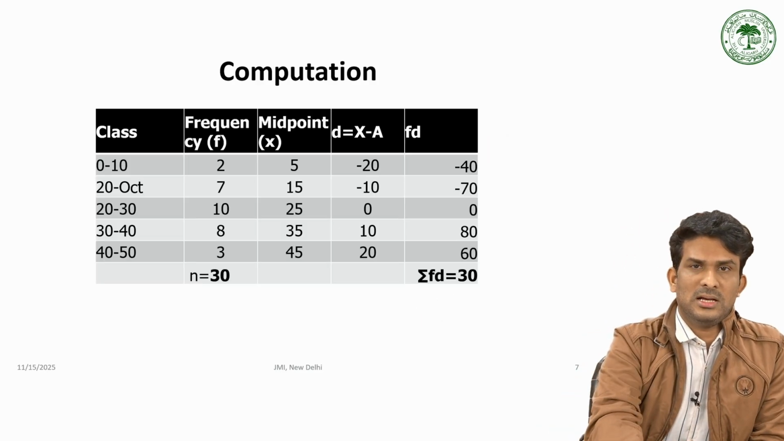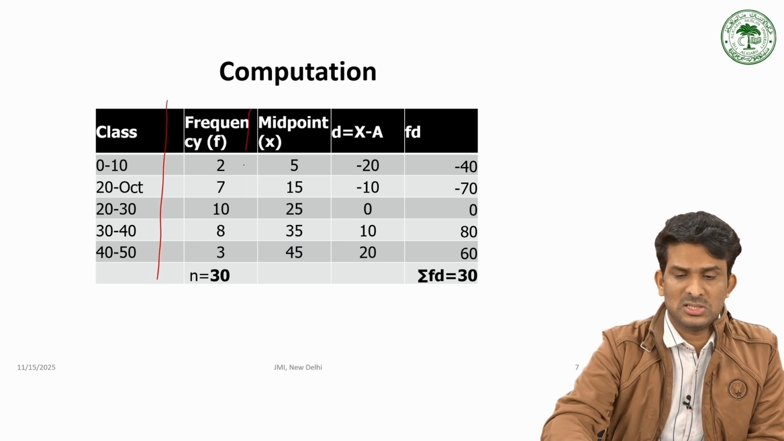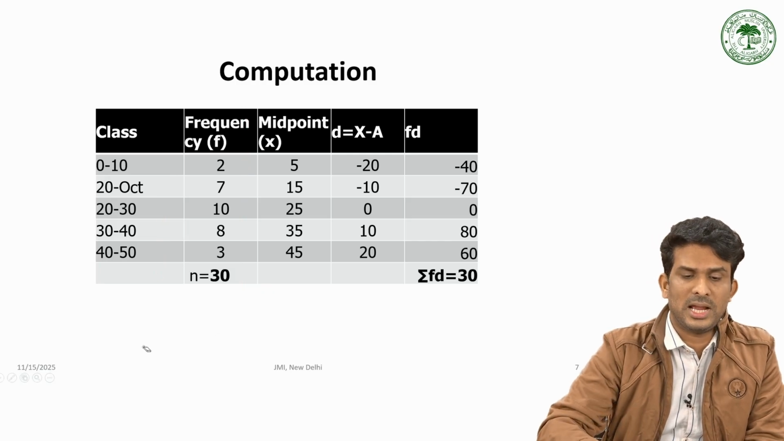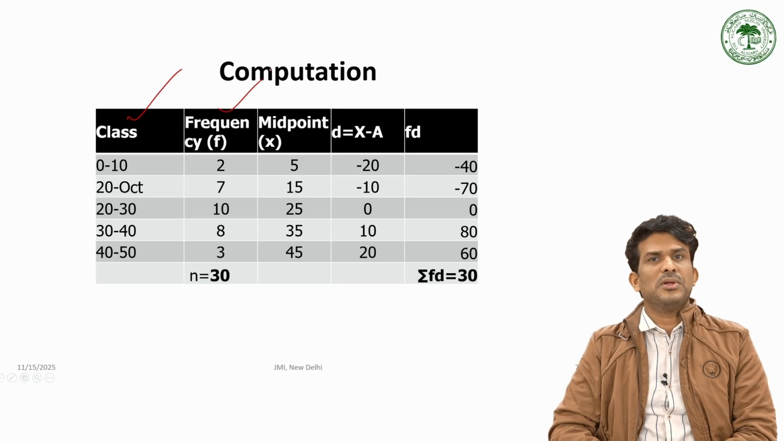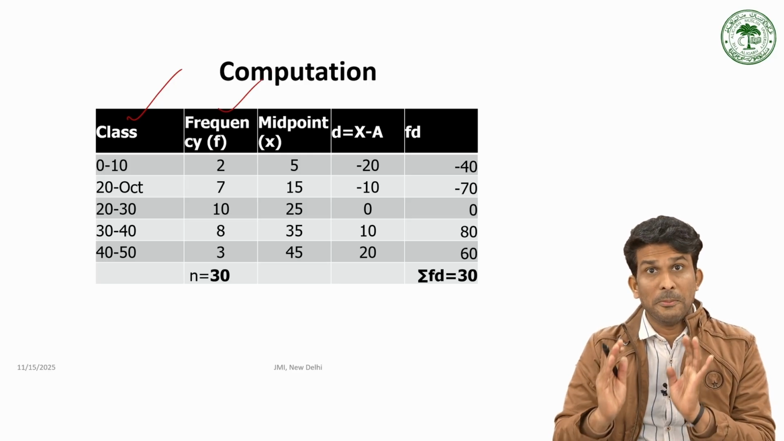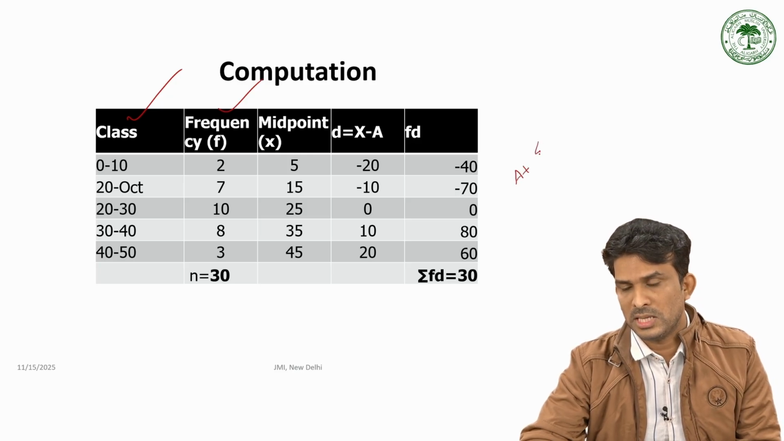So just see the first part. This is the class and this is the frequency. These are the two things generally we will get initially, right? The class and frequency. So how do we go for that? What is the requirement now? See, remember the formula. It is assumed mean plus sigma of fd by n, that is arithmetic mean.